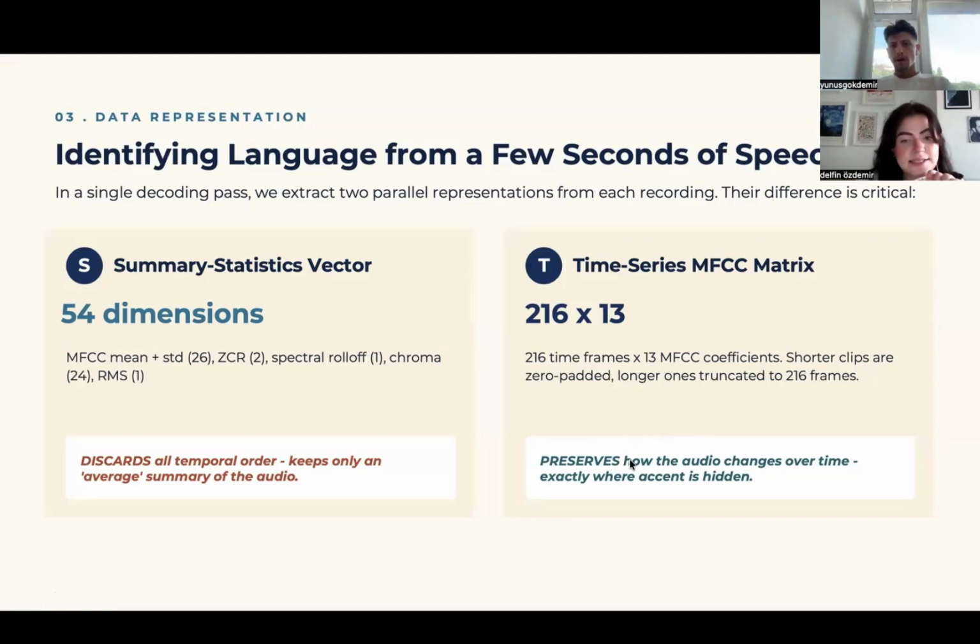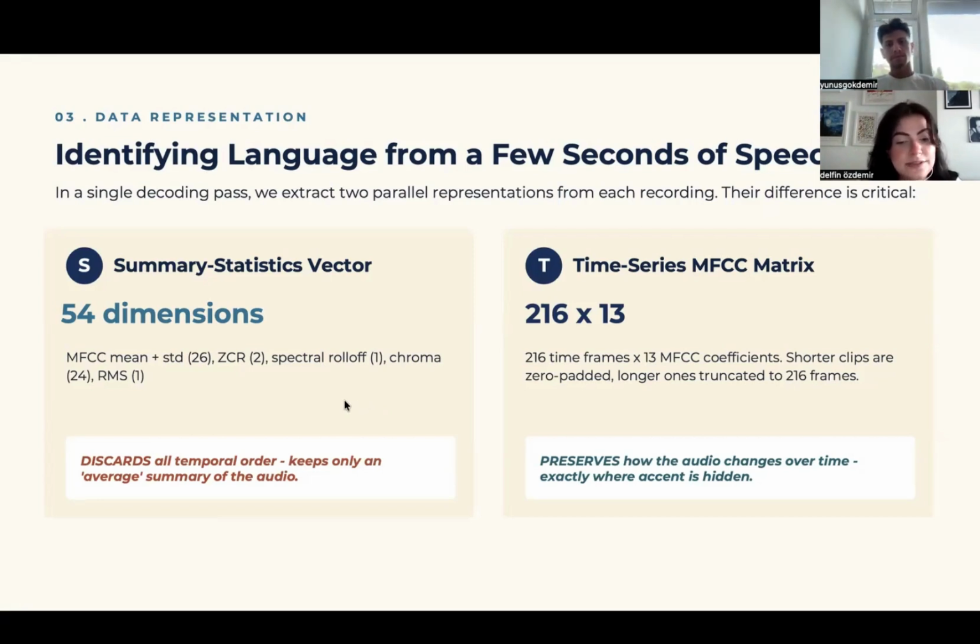On the left is the summary statistics vector. We compute features like the MFCCs, the mel-frequency cepstral coefficients, which describe the shape of the whole sound spectrum, along with the zero crossing rate, spectral roll-off, chroma, and energy. But here is the key. For each of these, we take statistics like the mean and standard deviation across the whole clip, and this is important. So we end up with one fixed-size vector that summarizes the entire recording.